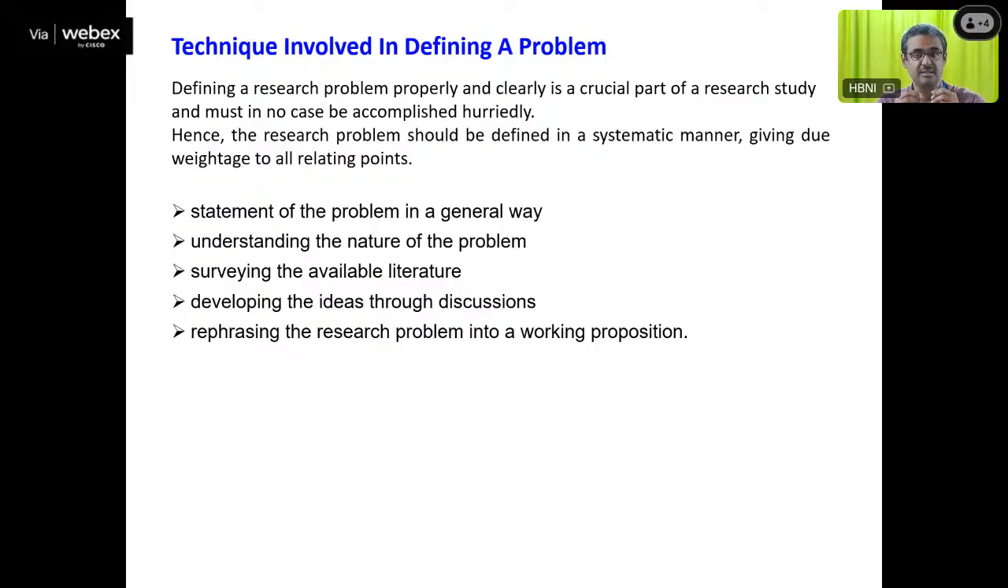But the first stage is necessary. You cannot sit down and always try to be accurate or predict a very good research problem initially itself. No, first write the statement of your research problem in a general way, and then apply these 2 steps, literature survey and discussion with experts, and try to have insights into the problem. Then you can rephrase your research problem into a working proposition, which is the one which you will finally adopt and continue your investigation with. So this is how you can refine and uplift your research by refining your research problem.